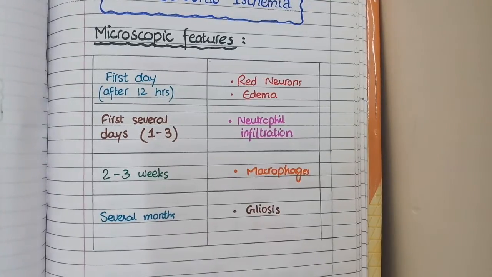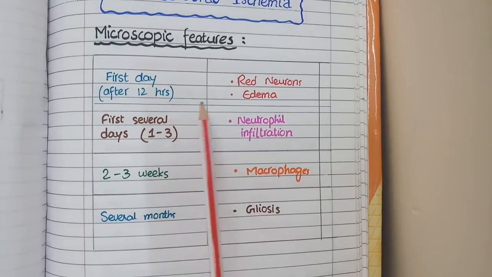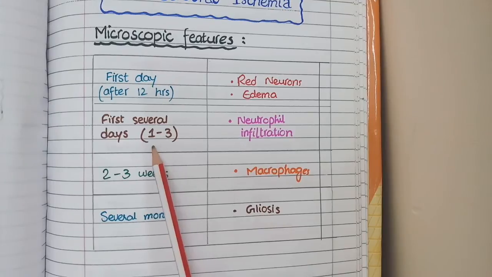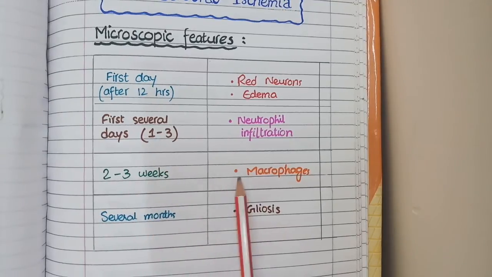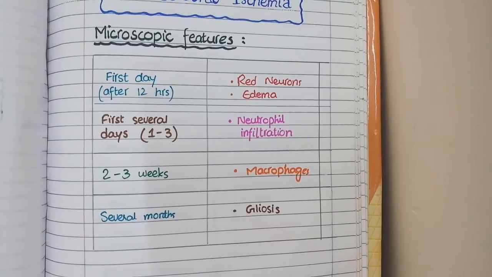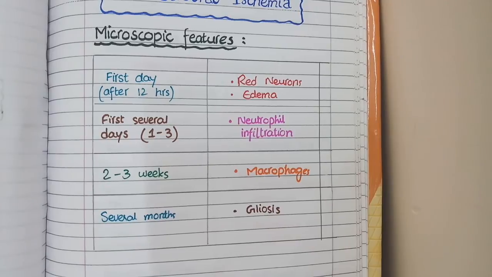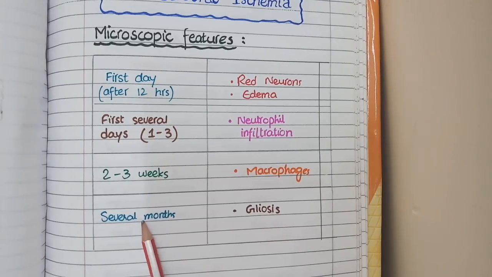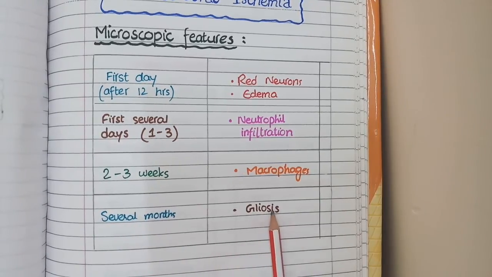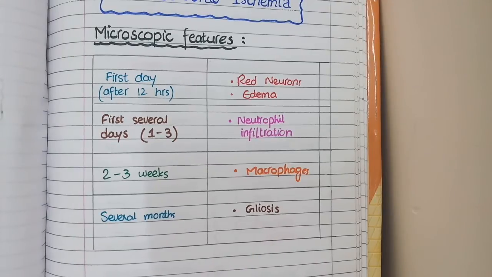So on microscopic features, on first day you see appearance of red neurons and edema. Then in next few days you see infiltration by neutrophils. Then up to 3 weeks you see infiltration of macrophages that liquefy the affected or necrotic region of brain, causing liquefactive necrosis. And then within several months you see gliosis, which means increase in formation of glial tissue or fibrous tissue.